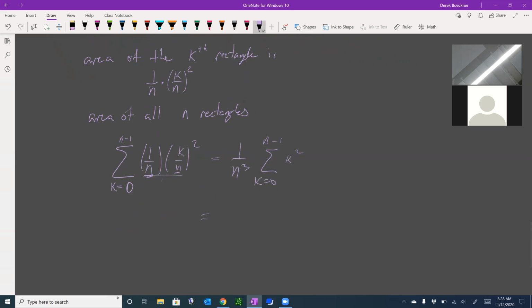And this is a k squared summation, which I told you how to add that up before, right? The k equals 0 term is 0, so that doesn't really affect anything. And the sum from k equals 1 to n minus 1, that's n cubed times n minus 1, n minus 1 plus 1, 2n minus 1 plus 1 over 6.